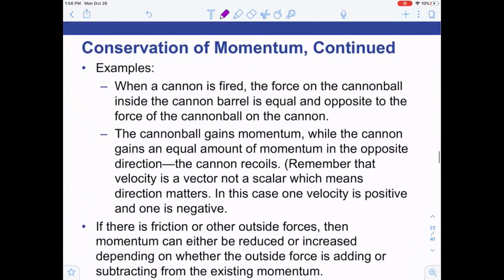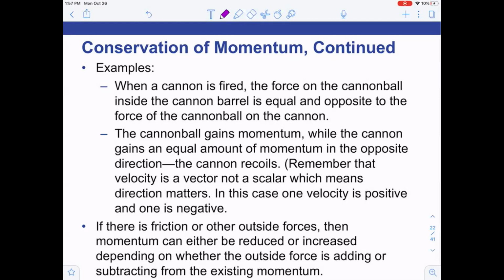An example: when a cannon is fired, we learned from Newton's third law, right? The cannon puts a force on the cannonball, and the cannonball has a force on the cannon. Okay? The cannonball gains momentum while the cannon gains an equal amount of momentum in the opposite direction as the cannon recoils, right? Remember that velocity is a vector, not a scalar, which means direction matters. In this case, one velocity is positive and one is going to be negative, okay?